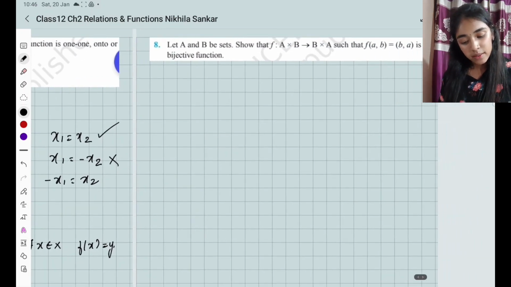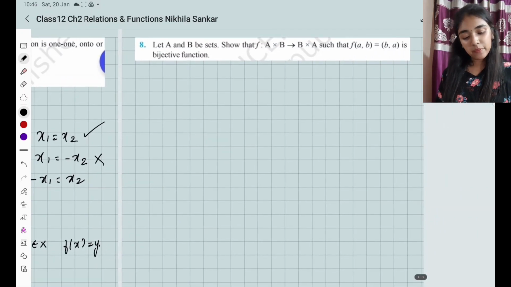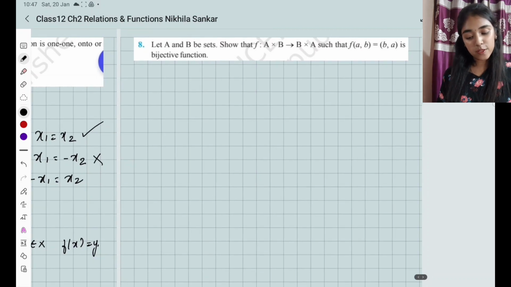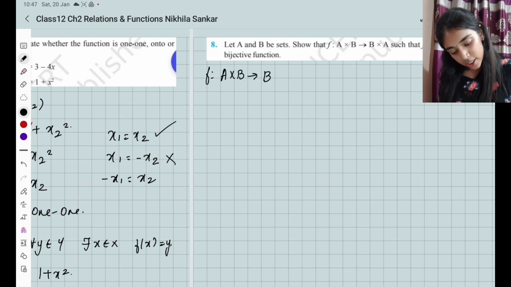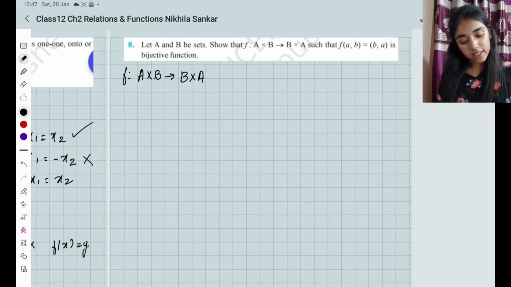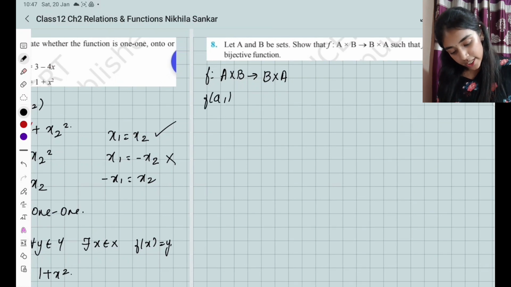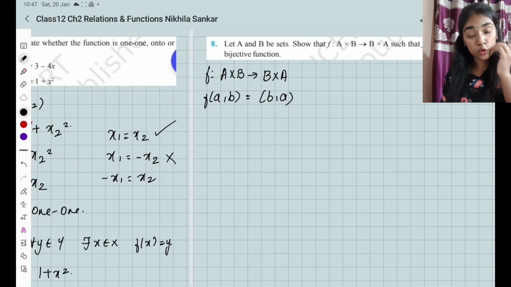Okay? Please copy. Question number 8. Let A, B be sets. Show that the function from A cross B to B cross A such that f of (A, B) equals (B, A) is a bijective function. So what are we going to do now? What is the first function given? A cross B to B cross A, it gets reversed. And what is also given is the function: f of A comma B is going to be B comma A. You have to prove that this is bijective.